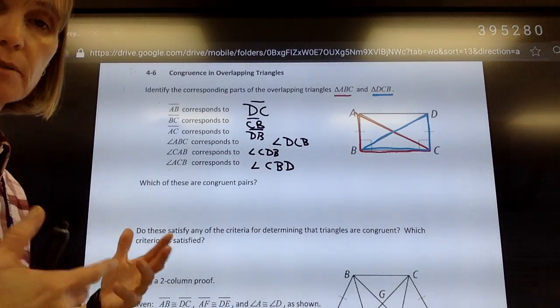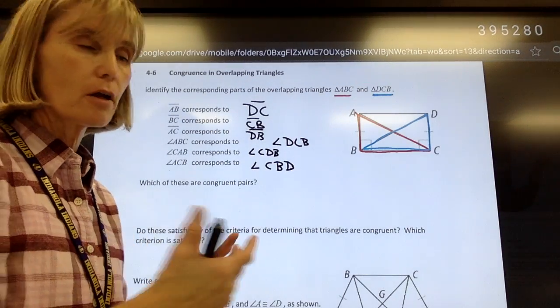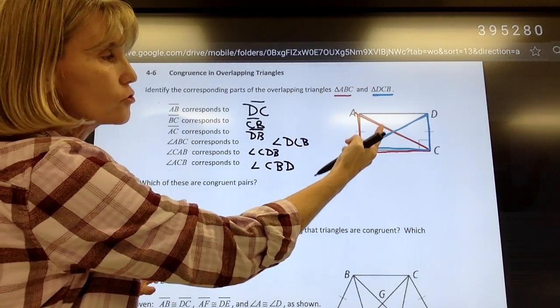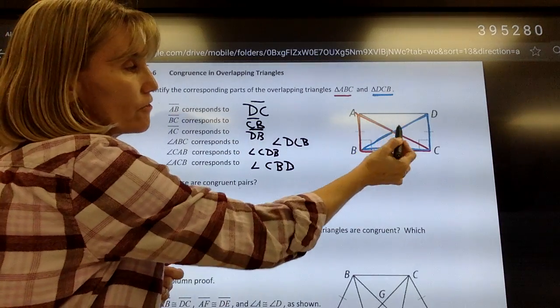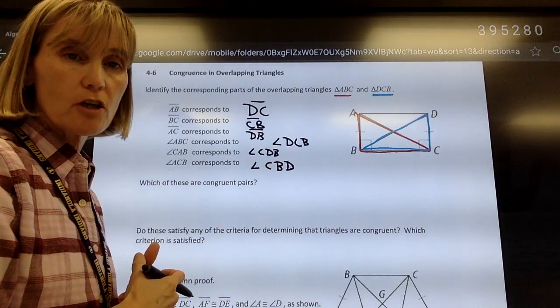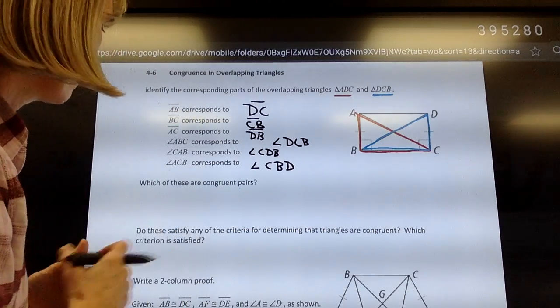Sometimes it's hard to visualize that. If you have different colored markers or pencils or crayons at home, you may want to get those out so that you can identify the separate triangles we're trying to talk about and match up. That would be helpful to you.